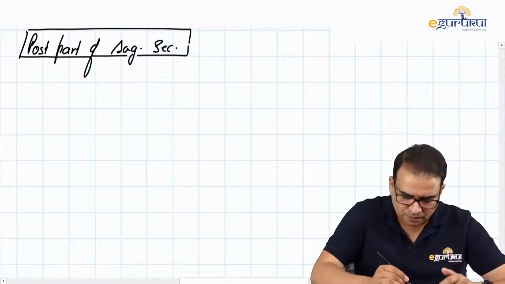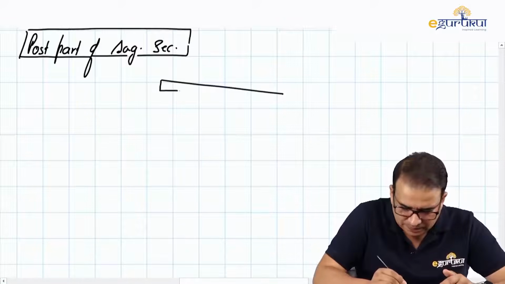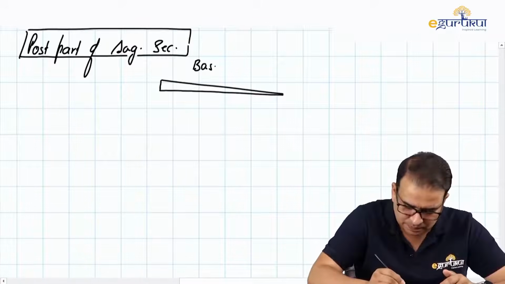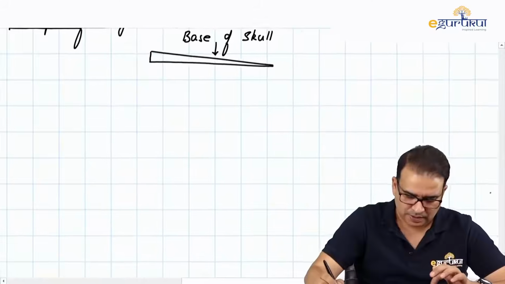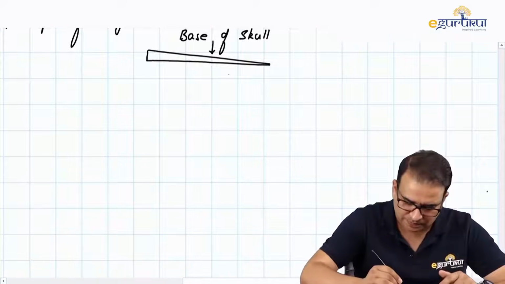Okay. So there we go. Let's say this here is the base of skull. This is the base of skull here, right? That's the base of skull. Let's presume here is the vertebral column.